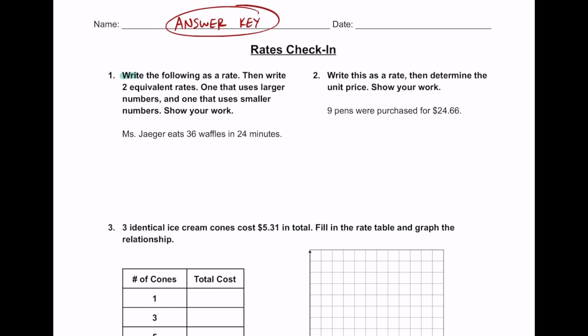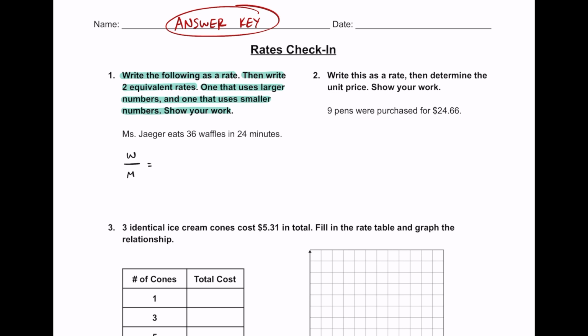So for number one, we're going to go ahead and write the following as a rate. Then we're going to write two equivalent rates, one that uses larger numbers and one that uses smaller numbers. Make sure we show our work here. Okay, so we see that Miss Jager is going to be eating 36 waffles in 24 minutes. So I'm going to put waffles on top, and I'm going to put minutes on bottom.